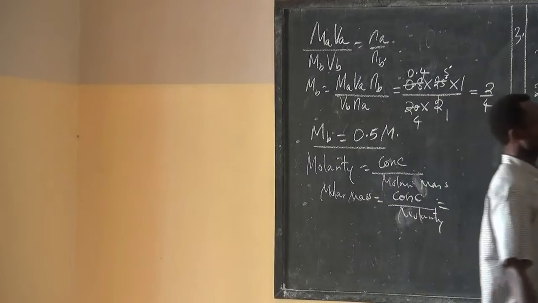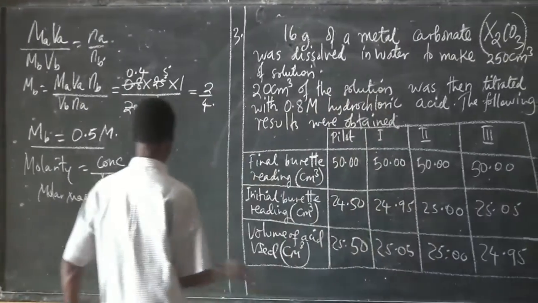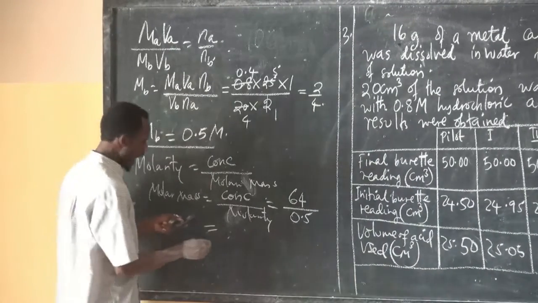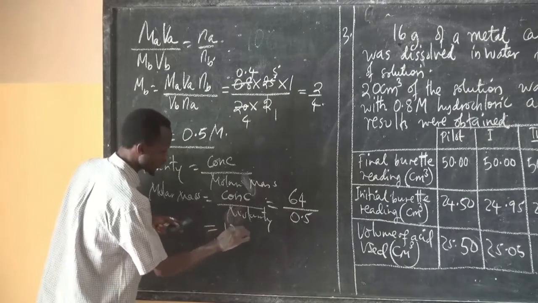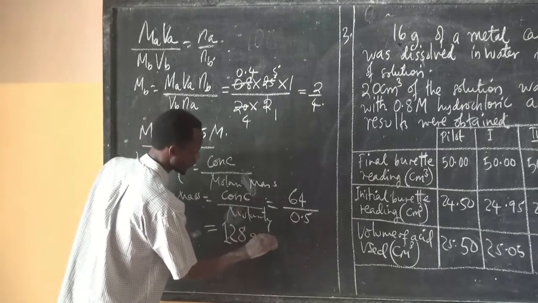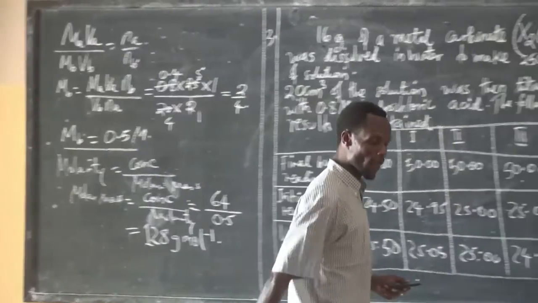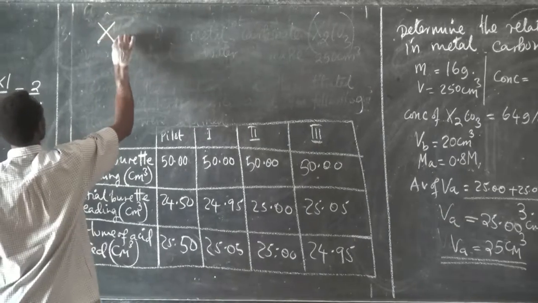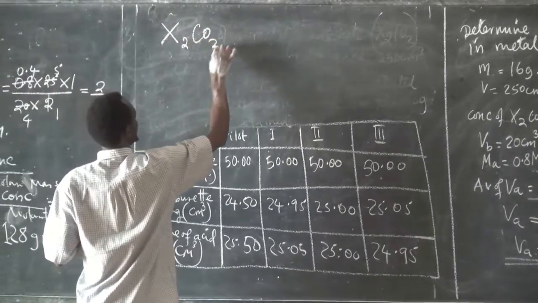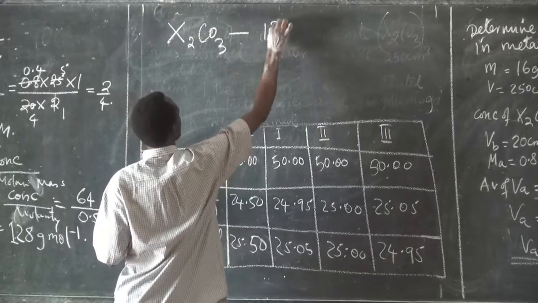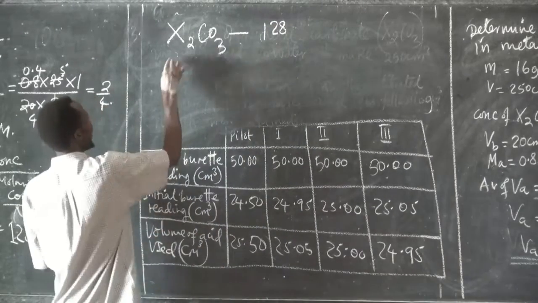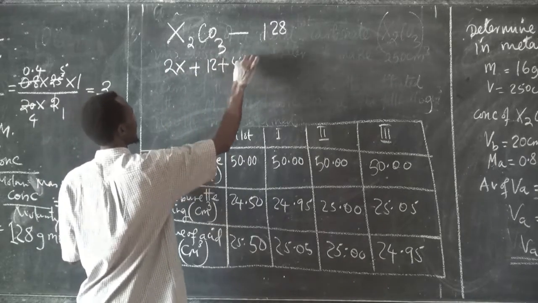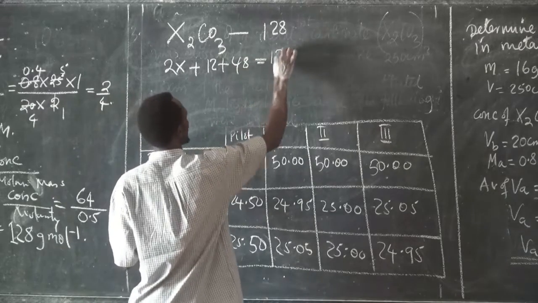Concentration, we got it. Concentration was 64. Divide it by 0.5. Now, molar mass is what? 128 grams per mole. Now, that is molar mass. From there, we have X2 carbonate, its molar mass is 128. Now, this is 2X plus 12 plus 48 is equal to 128.